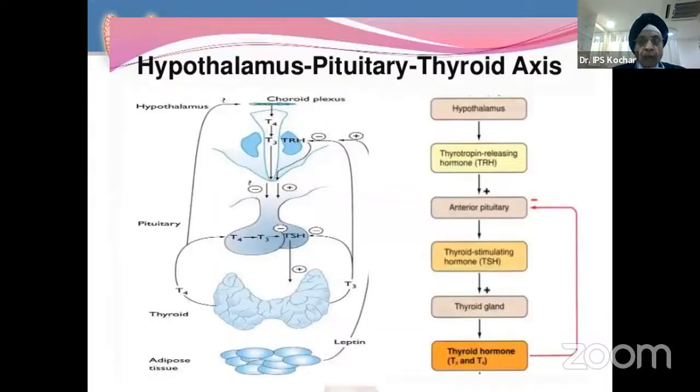Now the hypothalamic pituitary thyroid axis works in a way that the hypothalamus produces TRH, which acts on the pituitary to produce TSH, and TSH acts on the thyroid to produce T4 and T3. When you have an excess of T4 and T3 in the body, it inhibits the release of pituitary TSH and also TRH. It's a very good feedback mechanism present in the body. As a result, thyroid function becomes balanced.